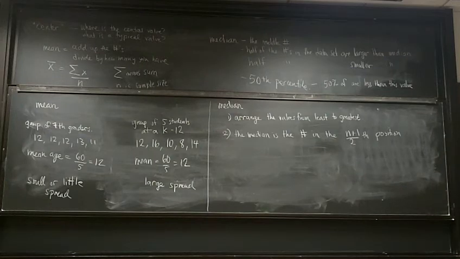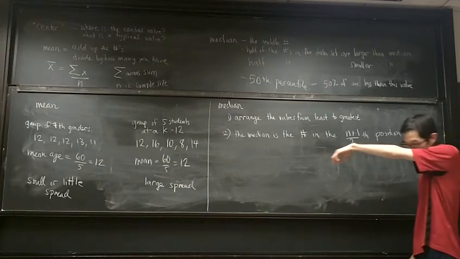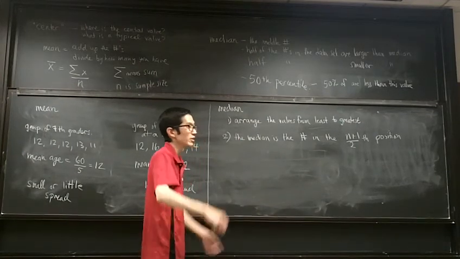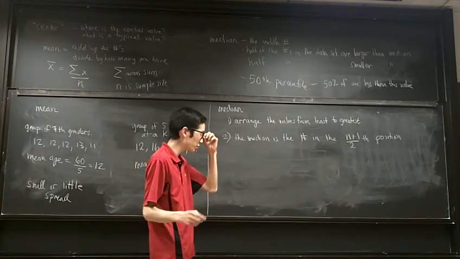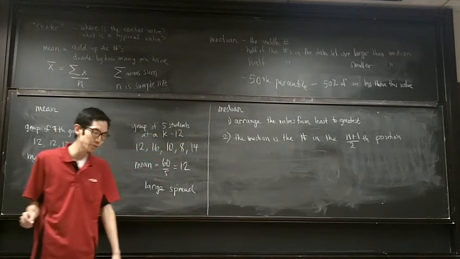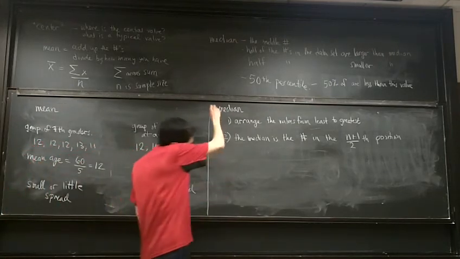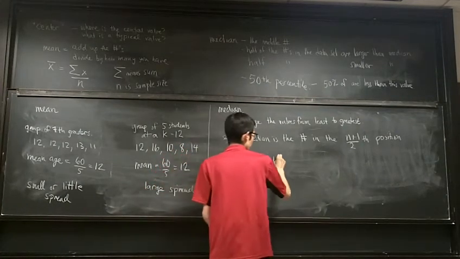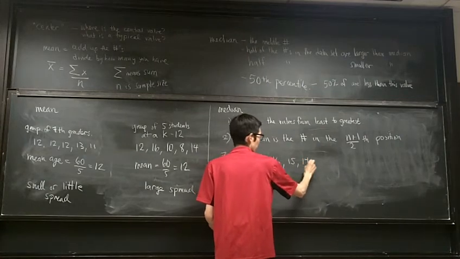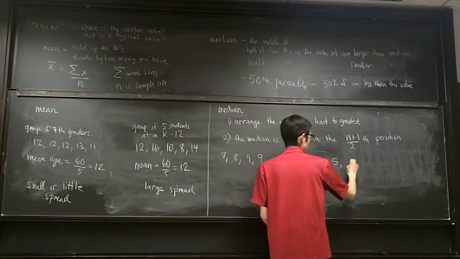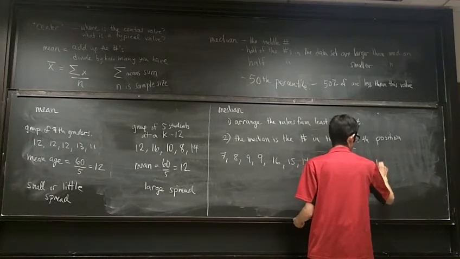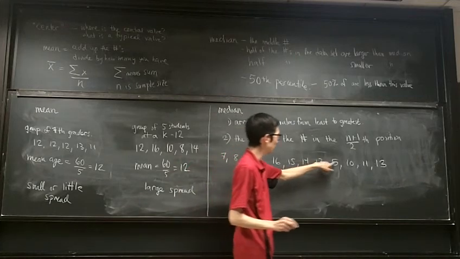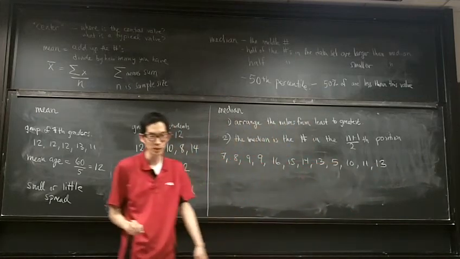All right, so let's try it with a larger data set. Let's say we're still picking students from the K through 12, and we get a bunch of different students. Okay, how many do I have? 1, 2, 3, 4, 5, 6, 7, 8, 9, 10, 11, 12. I've got 12 students there.